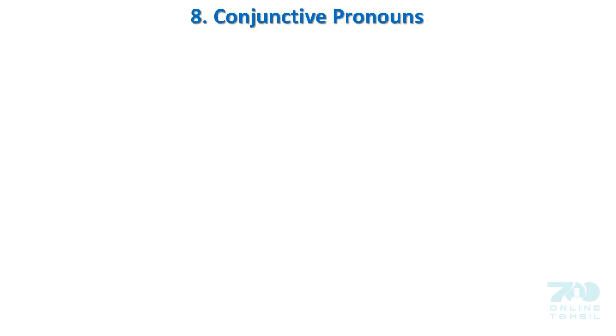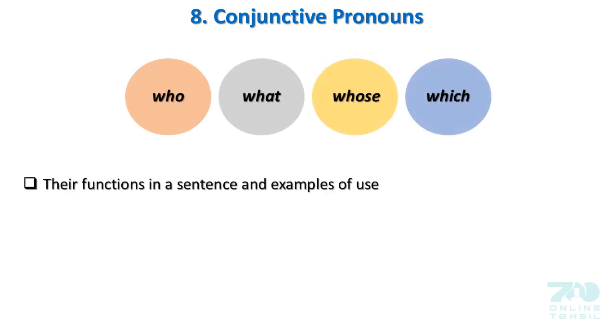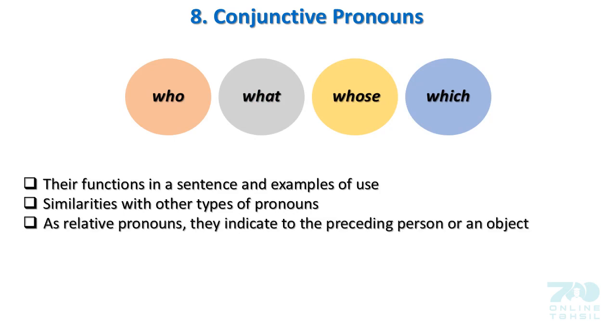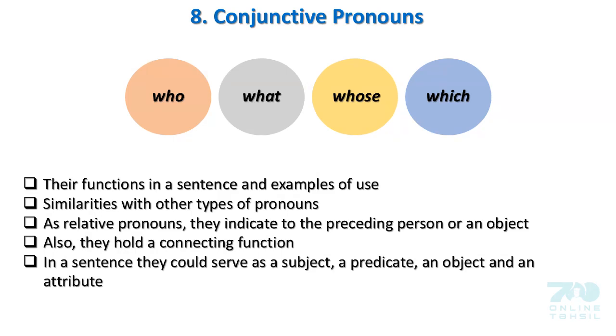8. Conjunctive pronouns: who, what, whose, which. Their functions in a sentence and examples of use. Similarities with other types of pronouns: as relative pronouns, they refer to the preceding person or object. Also, they hold a connection function. In a sentence, they could serve as a subject, a predicate, an object, and an attribute.